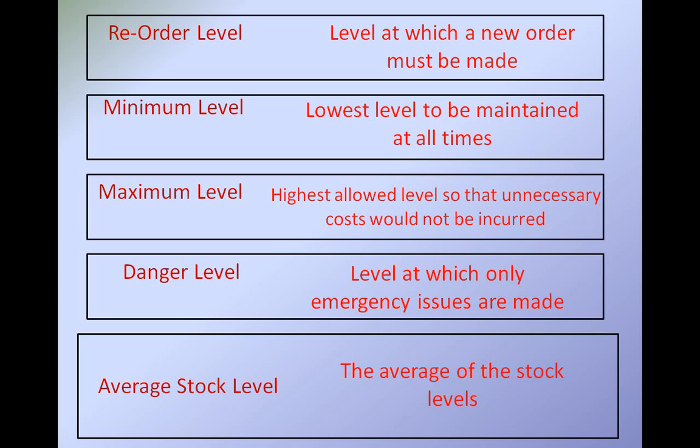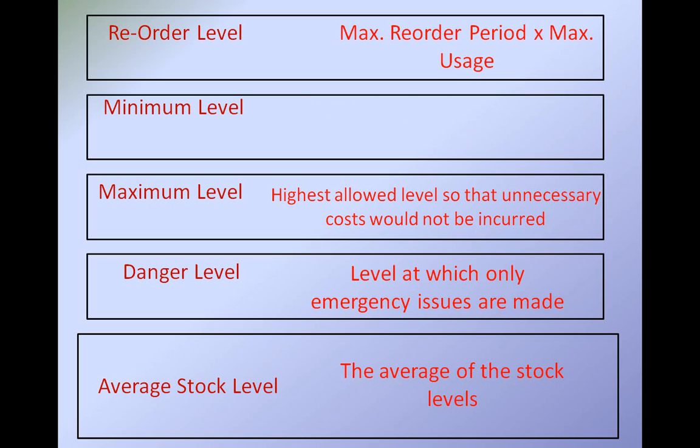Now, to find out the reorder level, the minimum level, and so on, we have been given formulas which we must learn. It's quite simple once we keep practicing and do a sum or two. For the reorder level, the formula is the maximum reorder period and the maximum usage. These figures are generally given in the question itself. And next is the minimum level. The minimum level is the reorder level minus normal usage into average delivery time.